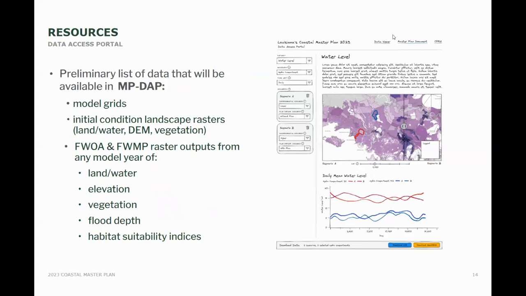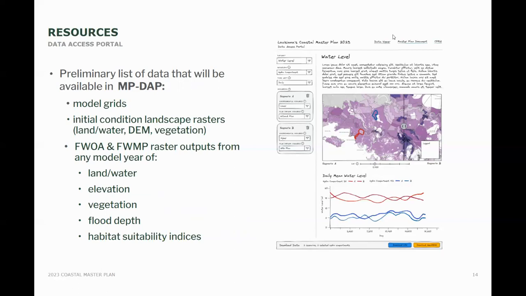A preliminary list of the data that's going to be made available in the DAP. First of all will be the model grids for each of our models. So whether it be the ICM for the landscape modeling and water level, salinity, that type of information, or the ADCIRC grid that we use to model hurricanes and storm surge. Those model grids will be easily accessible here in the data access portal.